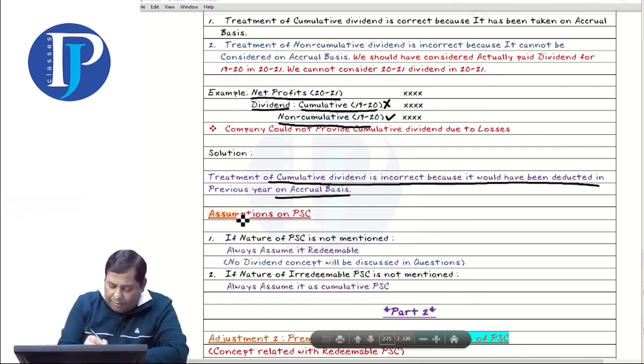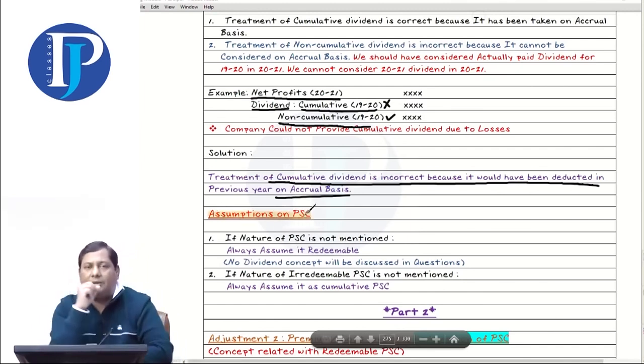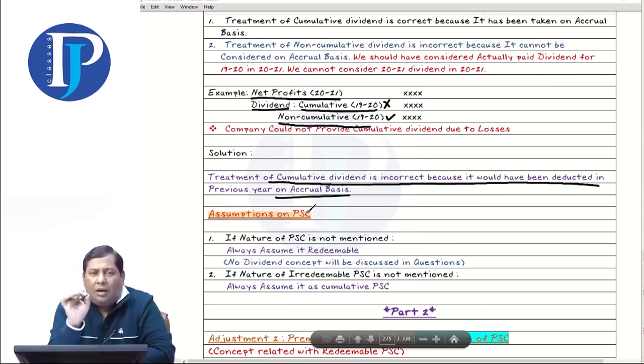Then I told you assumptions on PSC. First assumption: if in your question it's not given whether preference share capital is redeemable or irredeemable, then in practical terms it should be assumed redeemable. I hope you are following me here. Because irredeemable is not available in India.